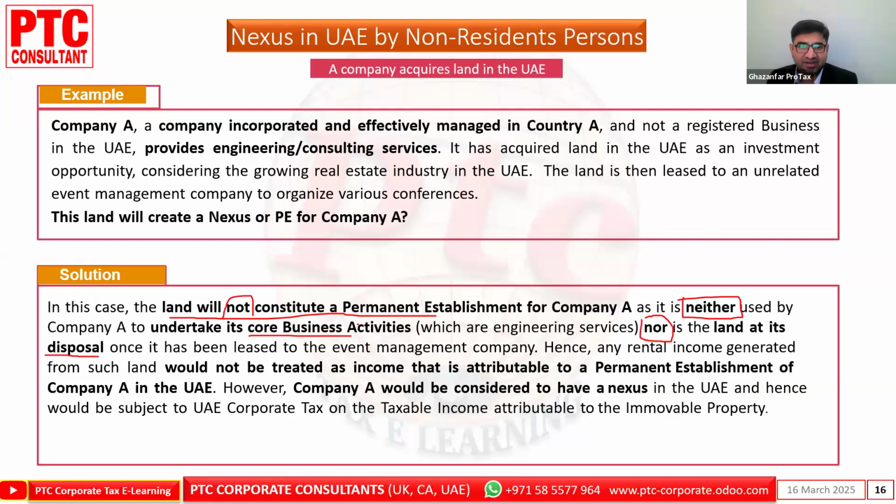In this case, the land will not constitute a permanent establishment in UAE for company A, as it is neither used by company A to undertake its core business activity, which is engineering services, nor is the land at its disposal once it has been leased to the event management company. Hence, the rental income generated from the land would not be treated as income attributable to a permanent establishment of the company. However, company A would be considered to have a nexus in the UAE. Hence, it would be subject to corporate tax on the income attributable to immovable property.